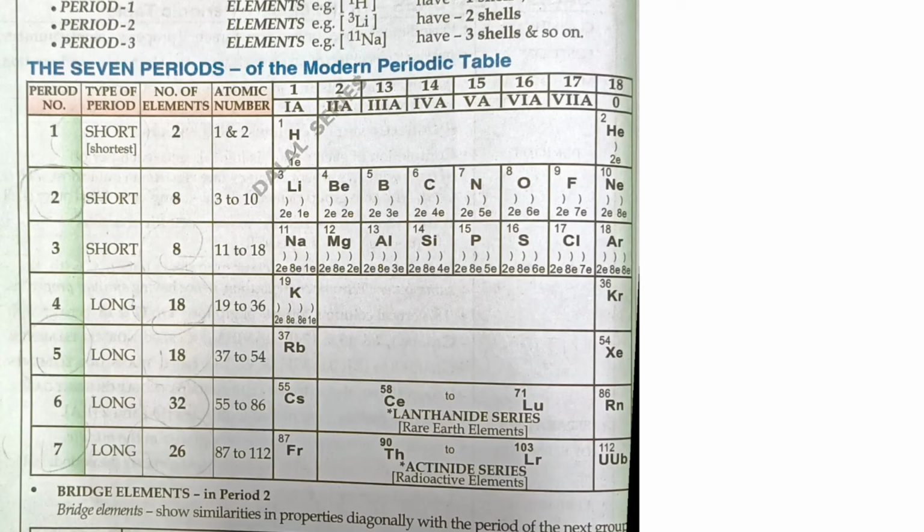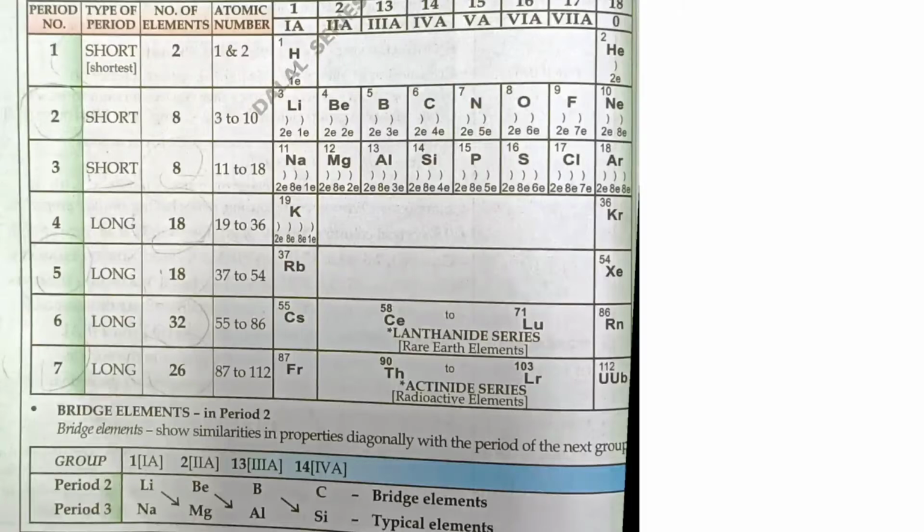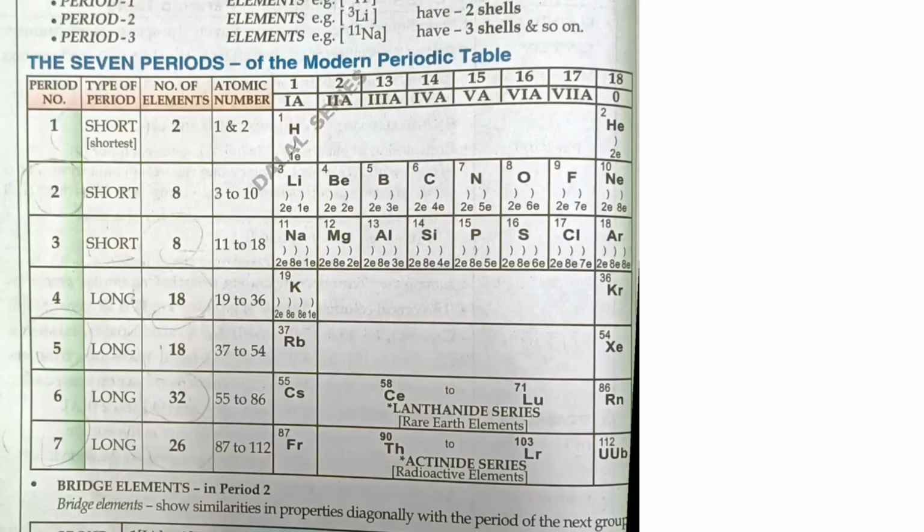The 7 periods of the modern periodic table. So they are written 7 periods. Type of period: first 3 are short, 4, 5, 6 and 7 are long. Number of elements: 2, 8, 8, 18, 18, 32, and the last one 26 is given because further elements were discovered later only, so they were not printed in this textbook. Otherwise it will be also 32.